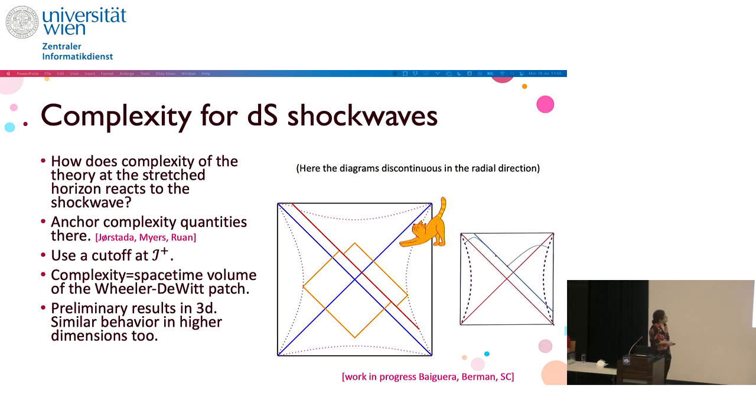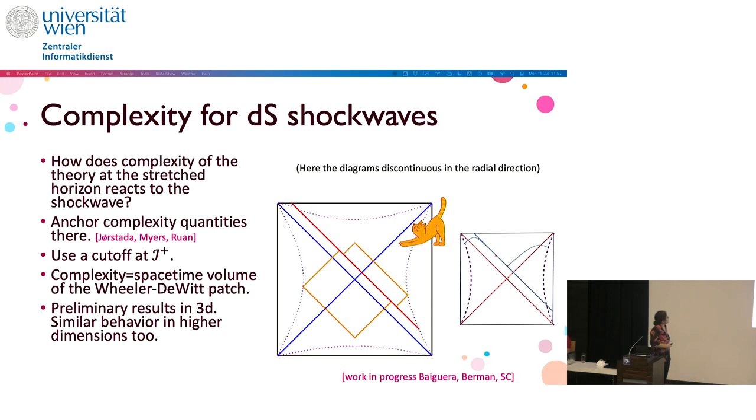And essentially what we wanted to ask is how does the complexity of the theory at the stretched horizon, or this, I don't know, conjectured theory at the stretched horizon, react to the shock wave. And the way to do that is to anchor the complexity observables, for instance, the volume or the action, just anchor them at the stretched horizon. And additionally, we were following this idea of putting a cutoff at scri plus.